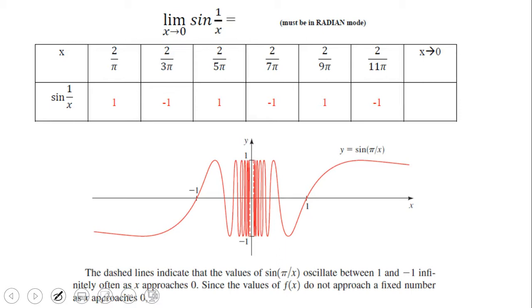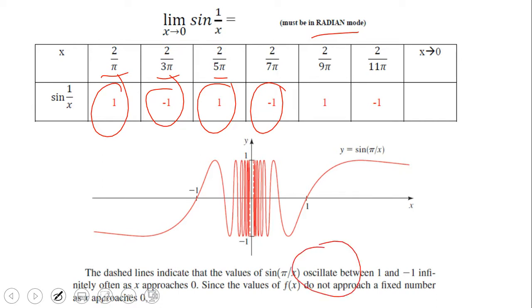Here's a second case. This is the limit as x goes to 0 of the sine of 1 over x. Just as a note, if you were going to use your calculator for this, you'd have to use radian mode because you're putting in pi's. Here, as I plug in different values of x, look what's happening to the y's. First, I get a 1, then a -1, then a 1, then a -1. So it seems to be bouncing back and forth. That is actually called an oscillation. Oscillating means it's jumping back and forth between a couple of different numbers.